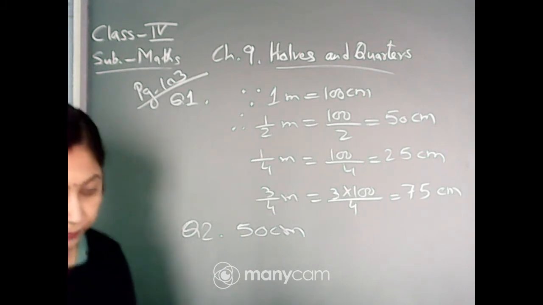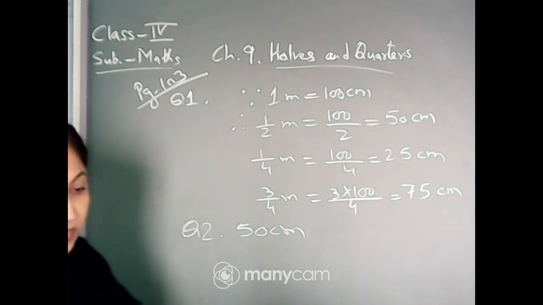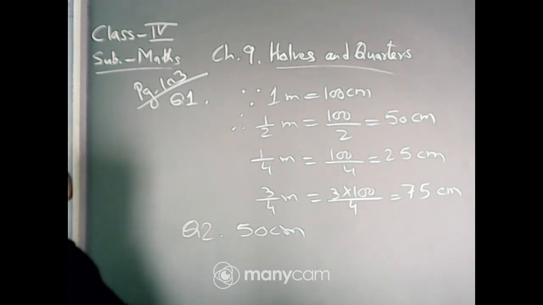Completed? Okay, now see the next one. Can you see that when we add 1 by 2 and 1 by 4, we get 3 by 4? Now you have to tell whether 1 by 2 and 1 by 4 is equal to 3 by 4. Is it so?